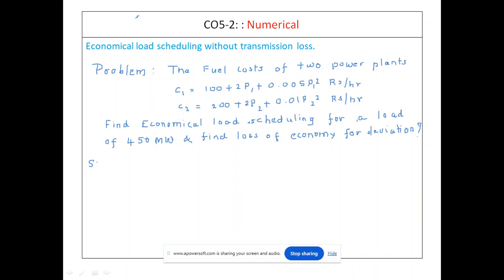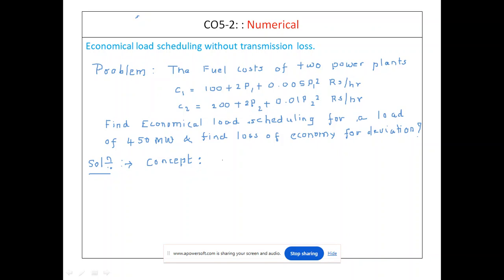Let us start the solution. Now we have derived one condition in the previous video, that is for economical load scheduling, the incremental cost. This is the concept I am using here, the criteria we have derived in the previous video. I'm just repeating that criteria to understand this problem.